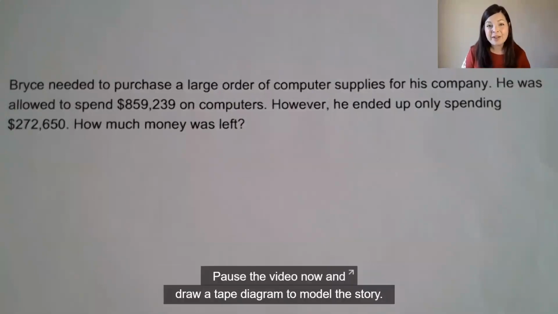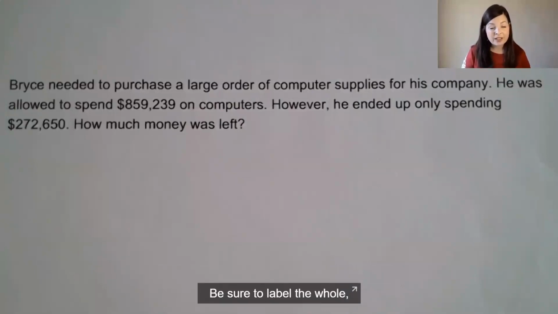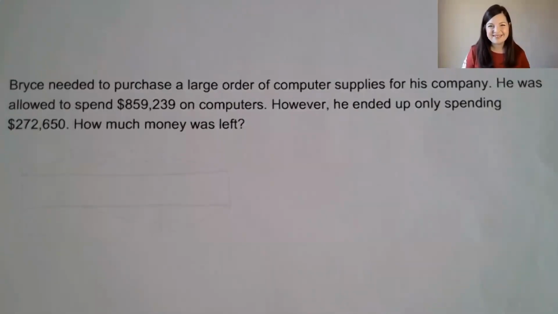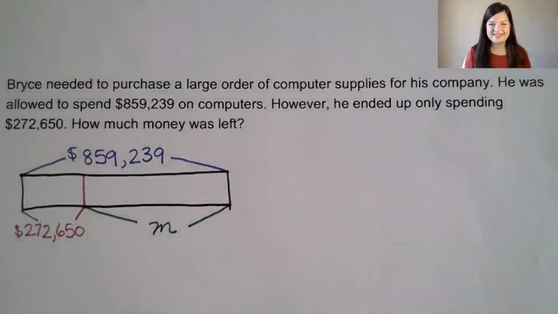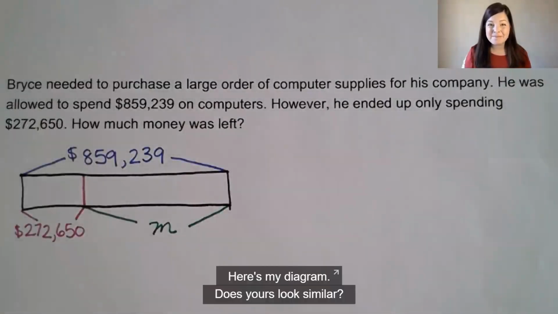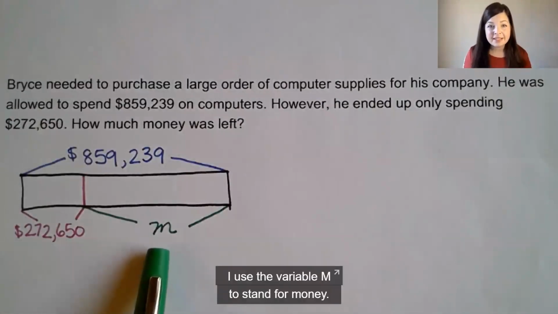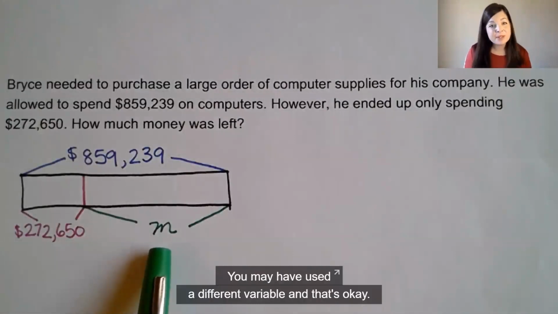Pause the video now and draw a tape diagram to model the story. Be sure to label the whole, the known part, and label the unknown part with a variable. Here's my tape diagram. Does yours look similar? I used the variable M to stand for money. You may have used a different variable, and that's okay.